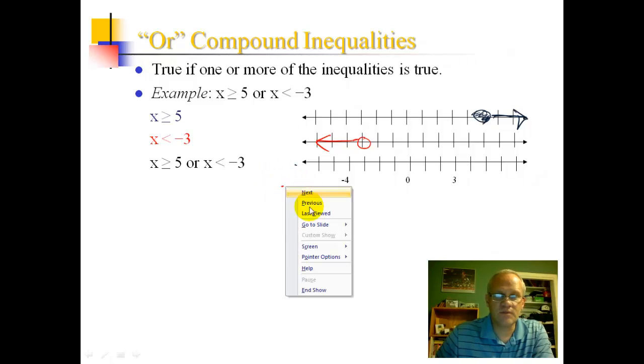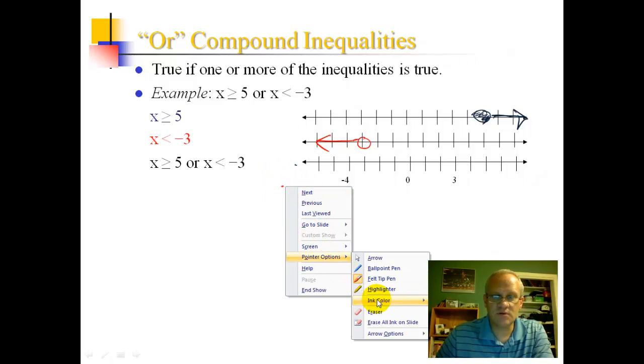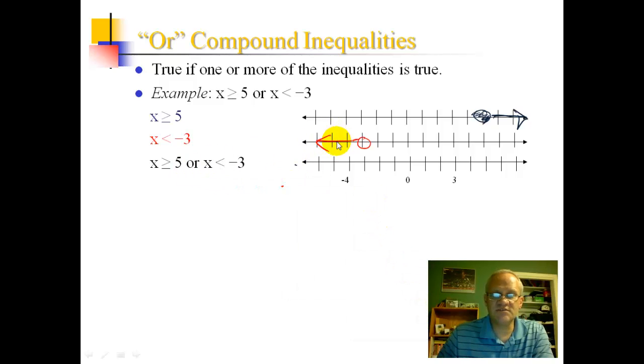So let me get black here. What I'm going to do is graph this red one just like I did before, and the blue one just like before. The combination of the red and the blue is basically graphing everything we possibly can. We're graphing the blue and we're graphing the red. So all together it would look like that.